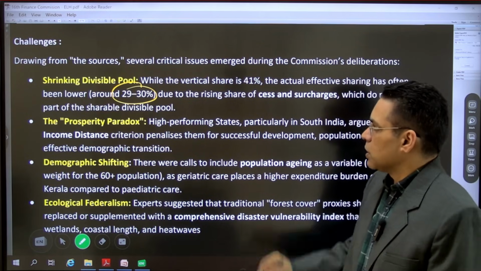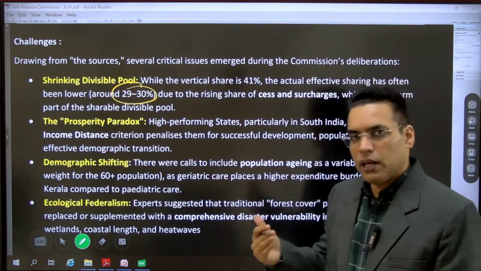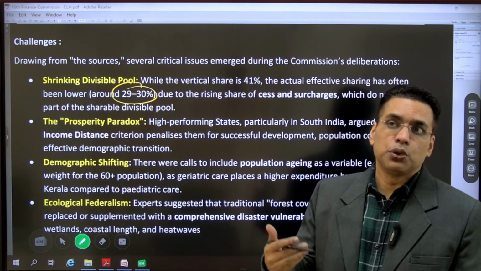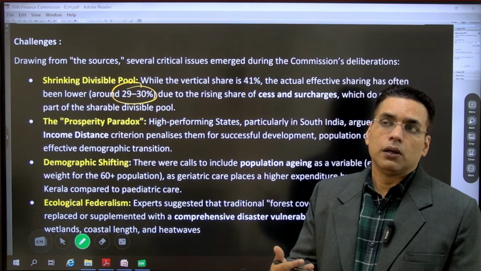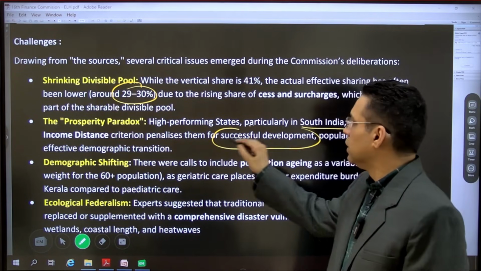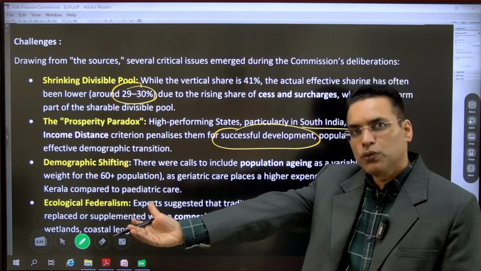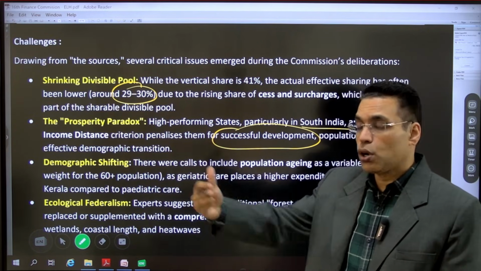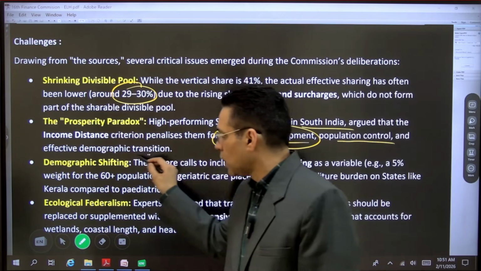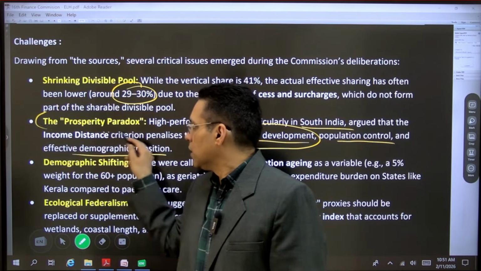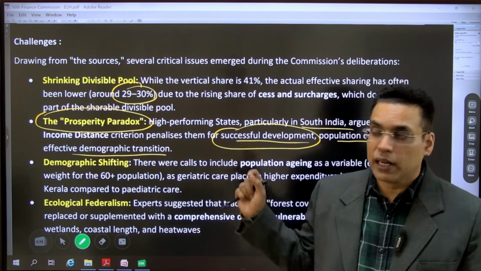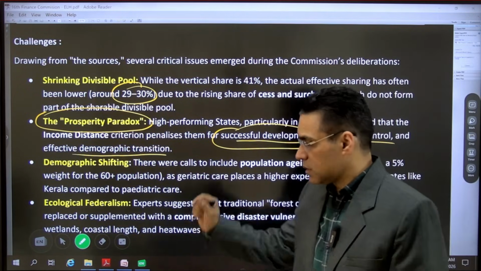Second is the prosperity paradox. Prosperity paradox means the states which are performing well, whose population is controlled, and which are contributing more to the GDP, maybe Tamil Nadu, Gujarat, Karnataka, have a feeling that we are contributing, but we are not getting the benefit. We are developing, but the benefits are going to the states which are not doing so well. They have done population control and sustainable development, and have been able to control the demographic transition, and in spite of being prosperous states, they are not getting the benefits. Rather, the revenue collected by them is going to other state governments.